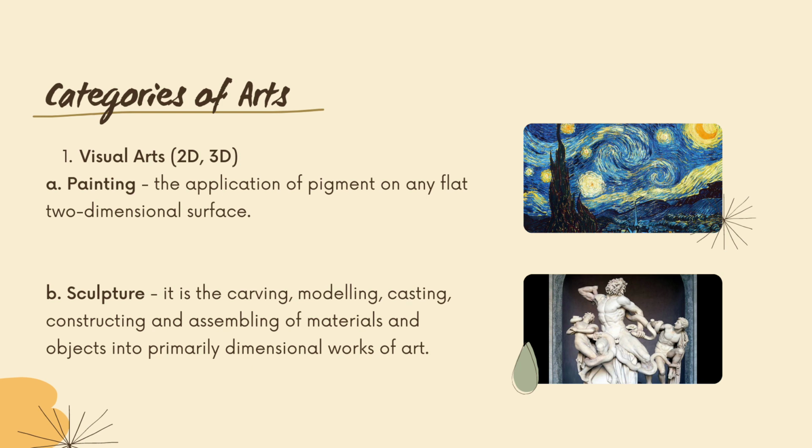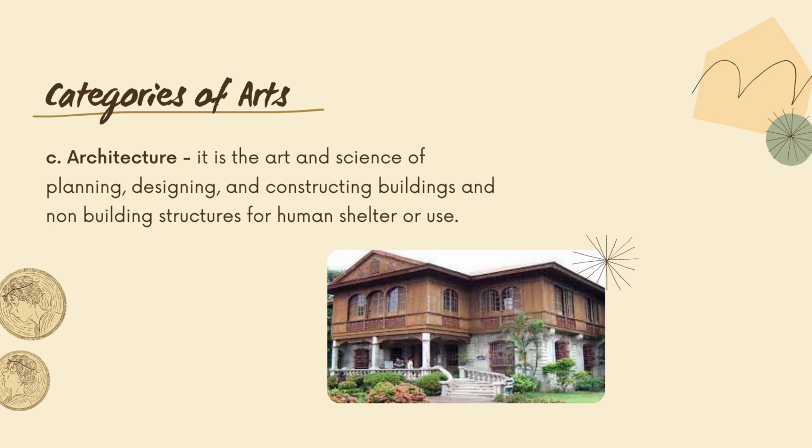Lastly, architecture. It is the art and science of planning, designing, and constructing buildings and non-building structures for human shelter or use. A wider definition often includes the design of the total built environment, from the macro level of town planning, urban design, and landscape architecture to the micro level of construction, details, and sometimes furniture.